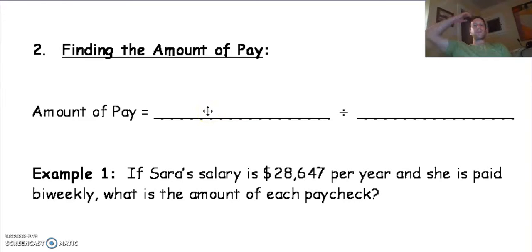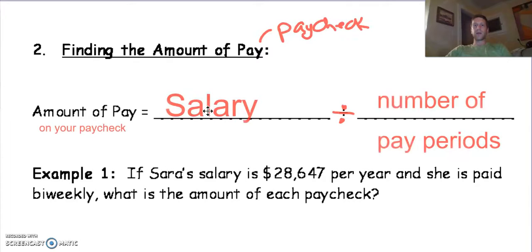So when we talk about the amount of pay, this means the amount of your paycheck. So if you're getting paid weekly, it means how much is your weekly pay. The amount of your paycheck, you're going to take your salary and divide it by the number of pay periods. So the numbers from the first page of the notes, either 12, 24, 26, or 52, is what you're going to be dividing by, depending on the pay period.